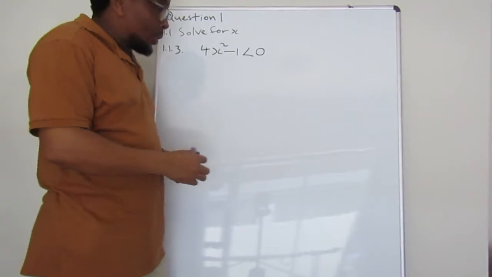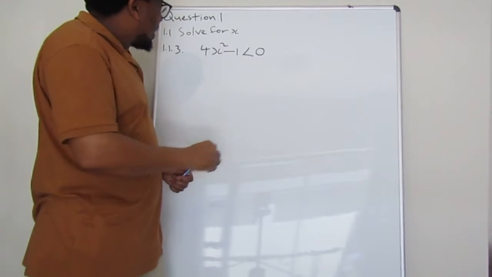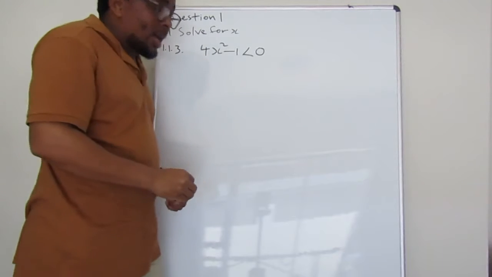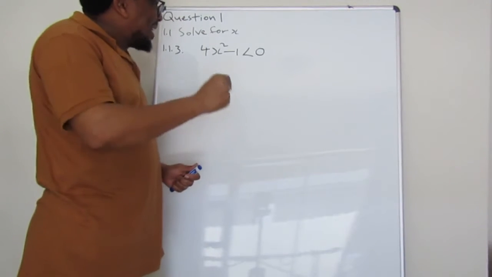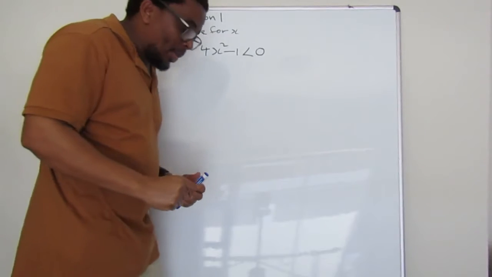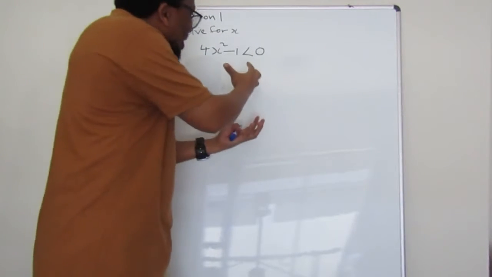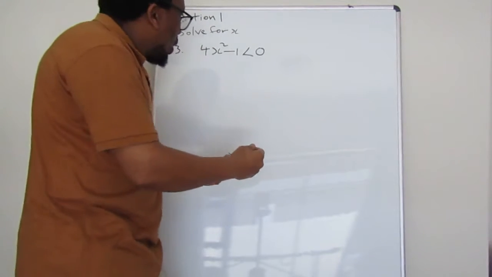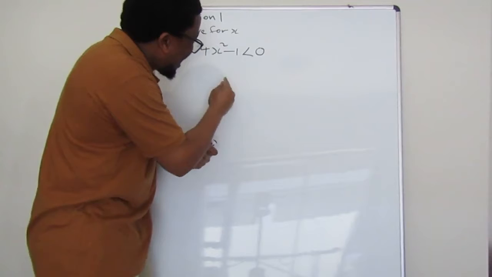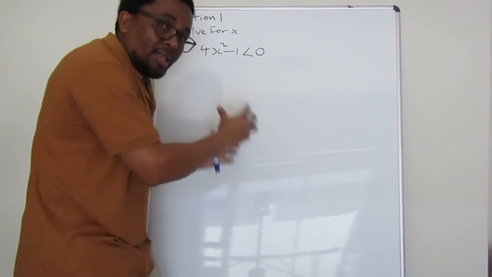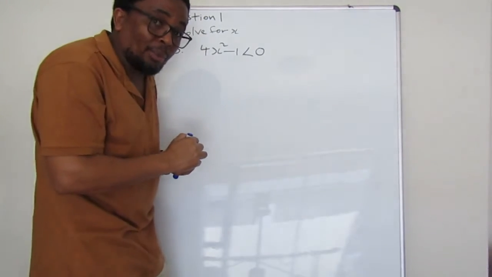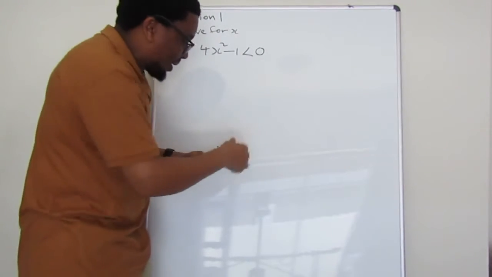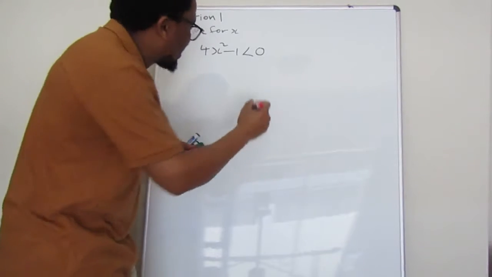Let us continue. The question still stands as: solve for x, if 4x squared minus 1 is less than 0. Now, when I look at a question like this, I ask myself: what is it that the examiner wants me to see here as a student? The key feature in this exercise is the inequality sign.